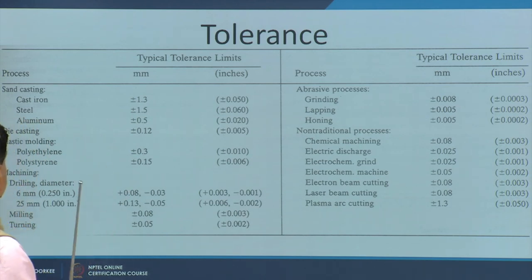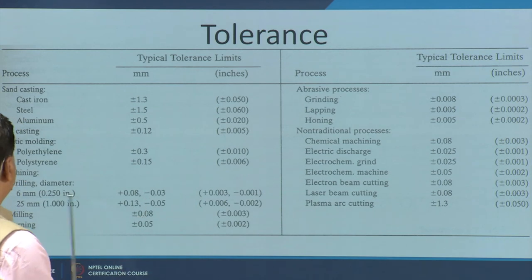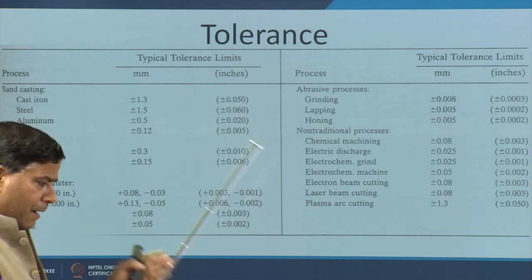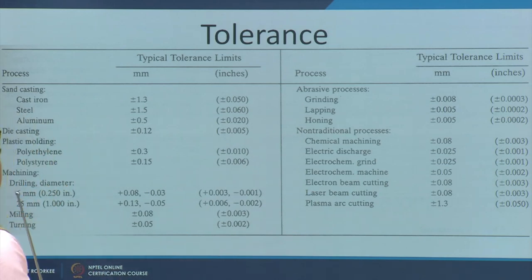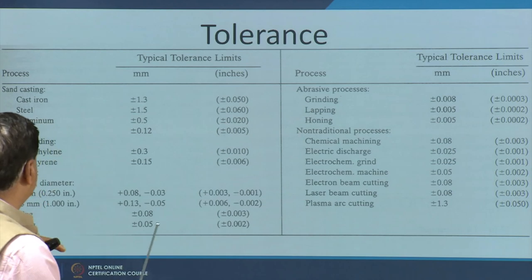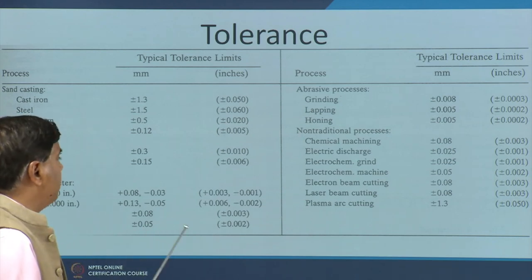Then coming to machining, machining offers dimensional control as per the diameter or size which is being processed. Up to 6 mm diameter, the dimensional control is possible in the range of plus 0.08 mm to minus 0.03, and up to say 25 mm diameter, this is possible in the range of plus 0.13 to minus 0.05. For milling it is plus minus 0.08 and for turning it is plus minus 0.05. So, very close dimensional control can be achieved through the turning and milling processes.